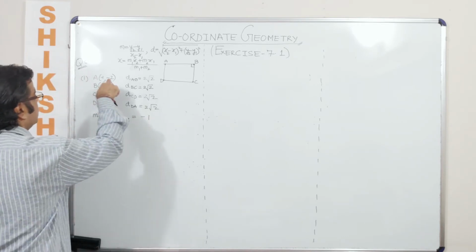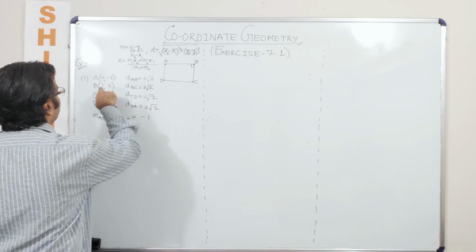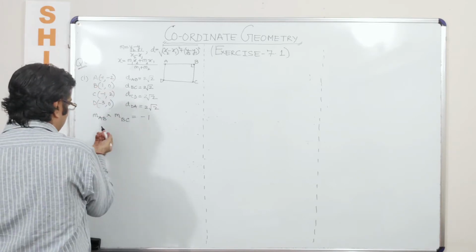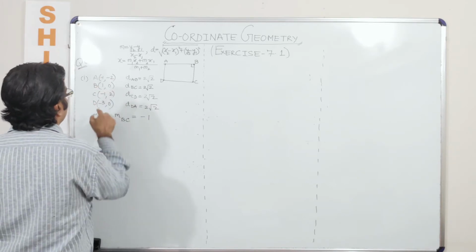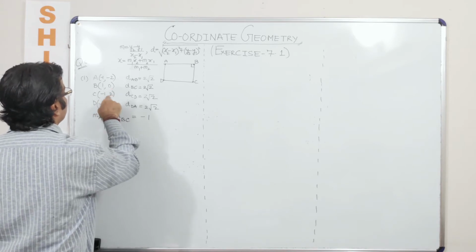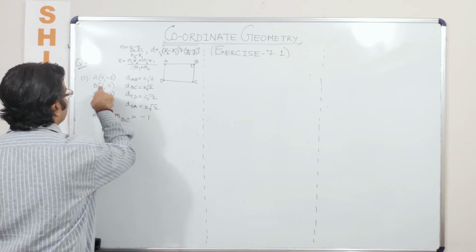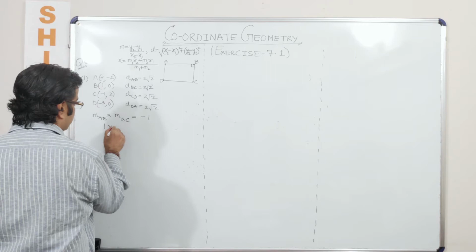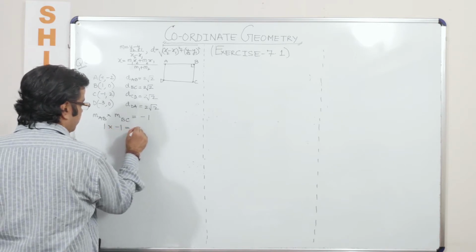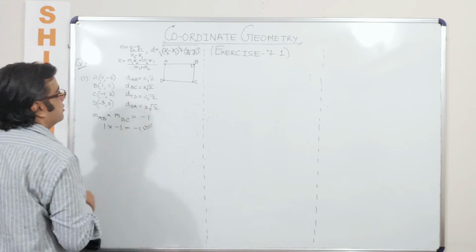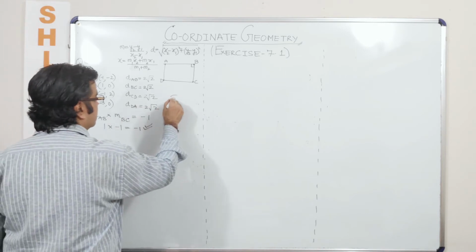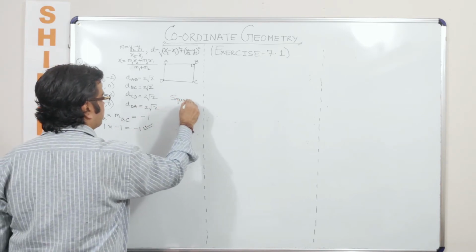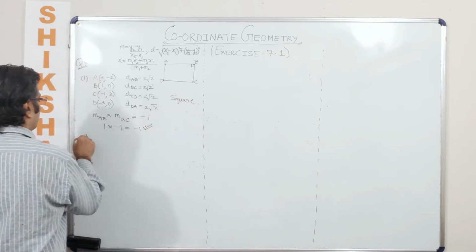0 minus of minus 2 is 2, and 2 divided by 1 minus of minus 1, which is 2 again, which is 1. BC: 2 minus 0 is 2, and minus 1 minus 1 is minus 2, which is minus 1, which proves that these 2 lines are perpendicular. So which kind of a figure is this? It is a square.